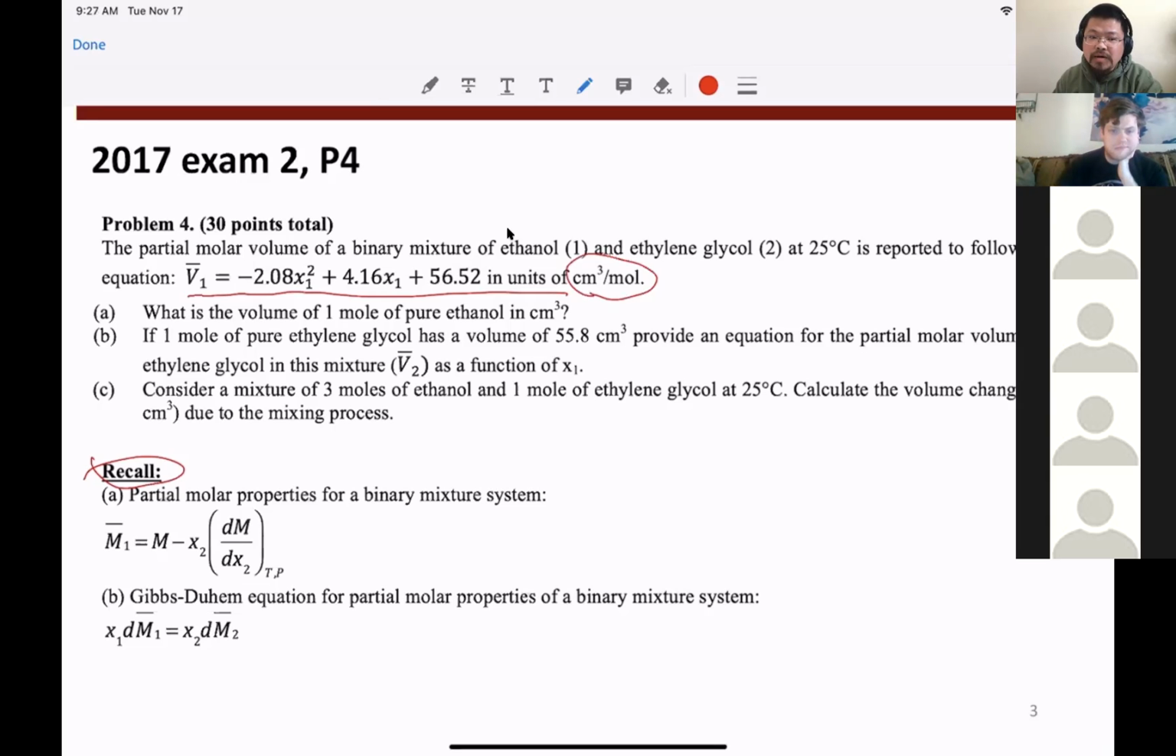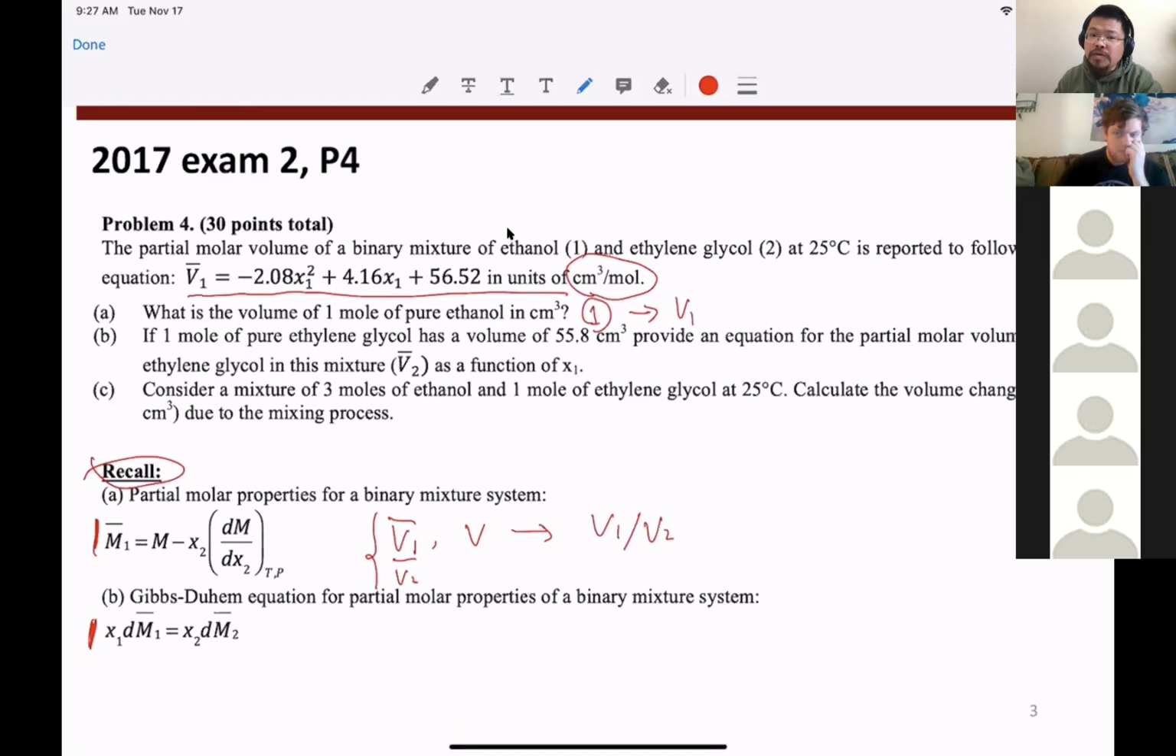So if you look at that, I hope that you quickly recall the two equations. This one involves V1 partial, this is V total, and then knowing one, we can calculate the other, V1 and V2 partial. Sometimes we are also interested in the V1 and V2 of the pure, okay? So here it says in part A, what is the volume of 1 mole of pure ethanol? This is component 1. We're interested in the V1 basically, right?